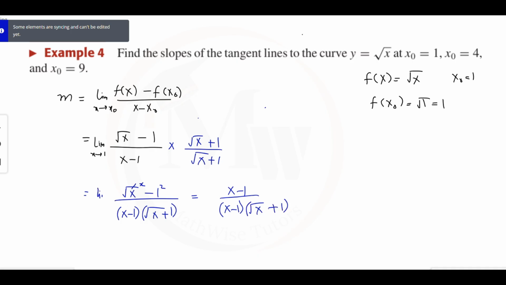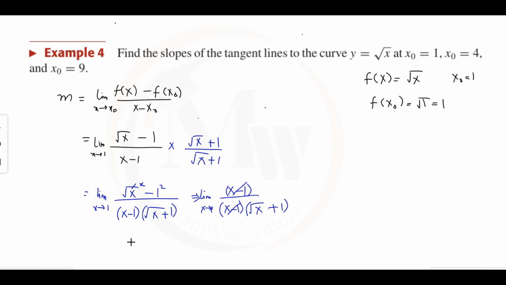And don't forget to write the limit until you have the x term. So you have to write the limit with this one. Now this x minus 1 is cancelled out, and if you plug 1 into this term, it will be 1 over 1 plus 1, which is 1 by 2. That's actually the slope of the tangent line of the curve at the point x naught equal to 1.